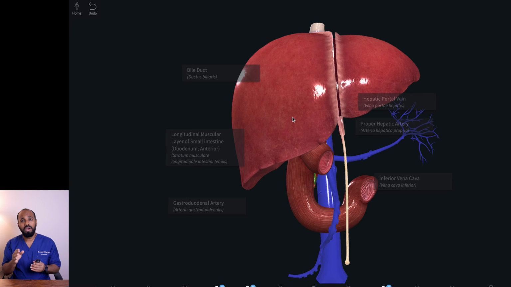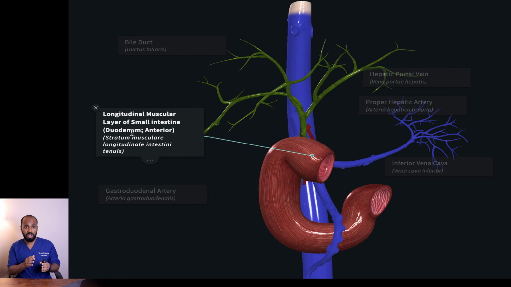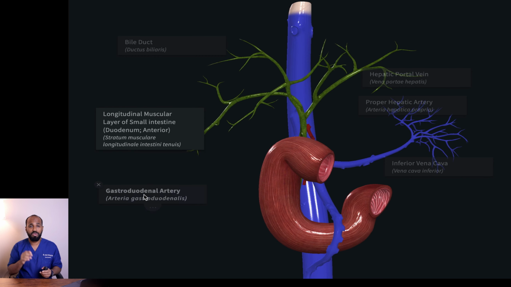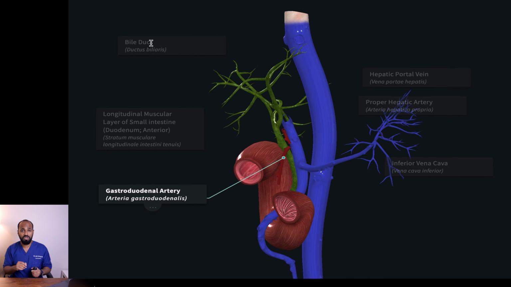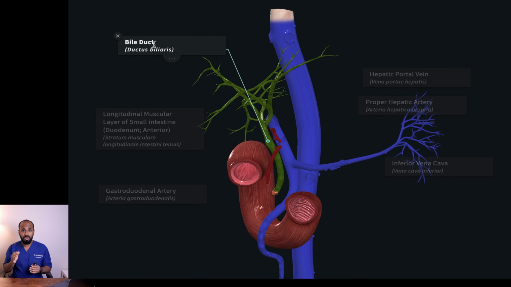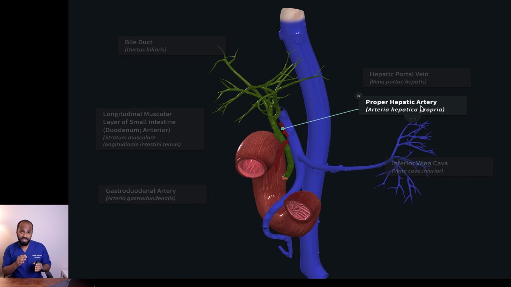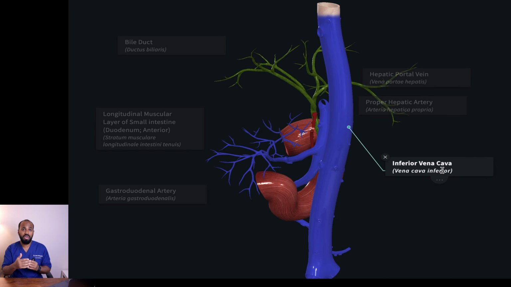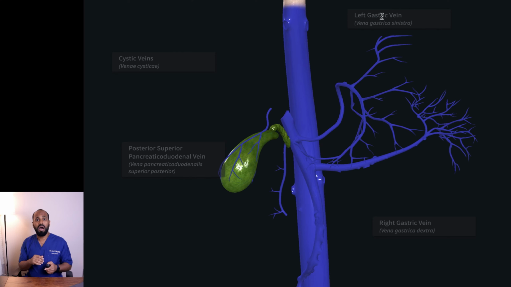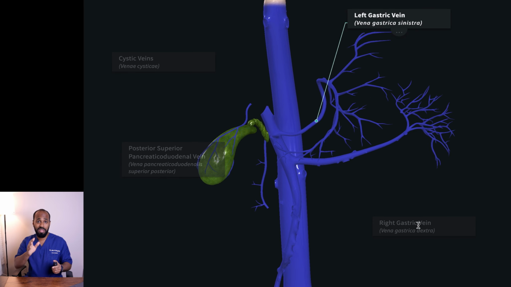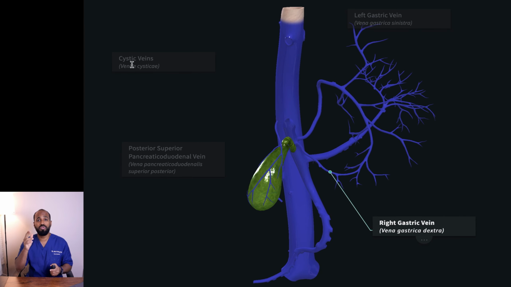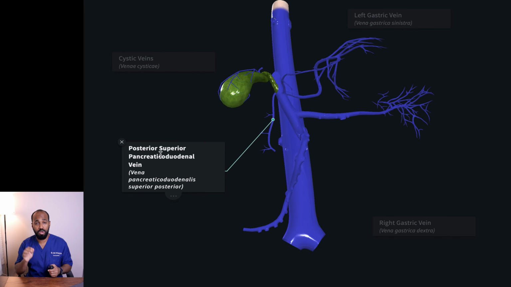It's posteriorly related to the first part of the duodenum, common bile duct, and gastroduodenal artery. And in the lesser omentum, it lies posterior to both the bile duct and the hepatic artery. And it's related anteriorly to the inferior vena cava. The main tributaries of the portal vein are the left gastric vein, right gastric vein, cystic vein, and posterior superior pancreatic duodenal vein.